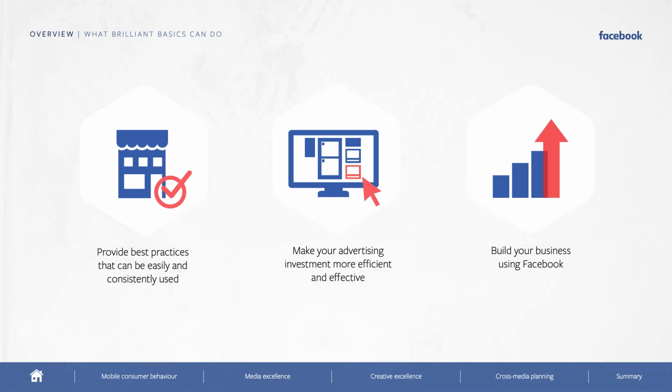These principles will provide you with a best practice checklist that can easily and consistently be used, make your advertising investment more efficient and effective, and help building your business using Facebook and our different platforms. All learnings in these narratives come from historical campaign data from some of our biggest as well as smaller clients across the world. We also included third-party research conducted by some of our global research partners, such as Nielsen and Oracle.